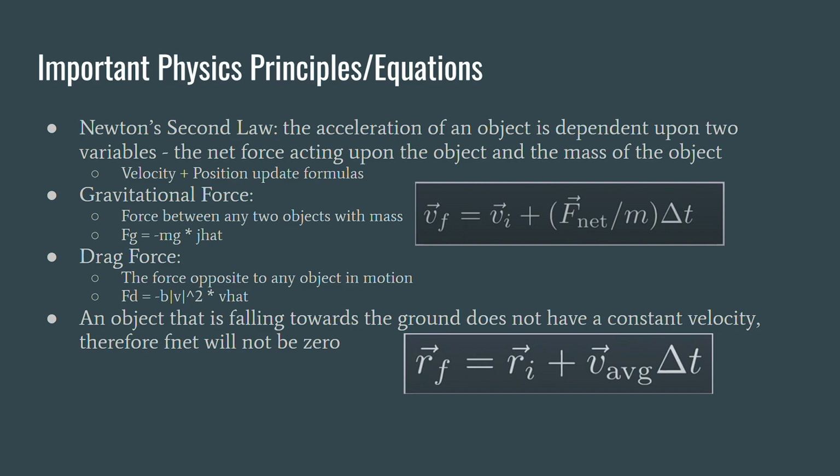Some key physics principles that we'll be using in this lab are Newton's second law, which states that the acceleration of an object is dependent upon two variables: the net force acting upon the object and the mass of the object. Next, we have gravitational force, which is the force between any two objects with mass. Next, we have drag force, which is the force opposite to any object in motion. It is important to note that an object falling towards the ground does not have a constant velocity. Therefore, Fnet will not be zero.